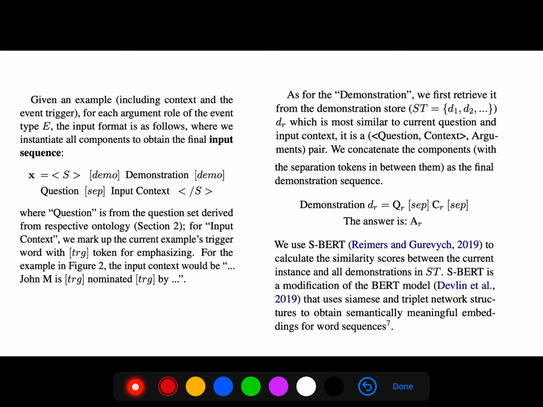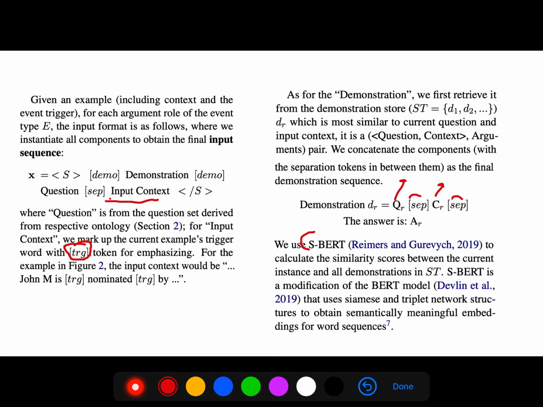So given an example and, for each argument role of the event type E, the input format is: sentence, then demonstration, and then question, then we give the input context. That is the final input sequence. The question is from the question set derived from the respective ontology. For the input context, we mark up the current example's trigger word with a trigger token, and for the demonstration, we first retrieve it from the demonstration store, which is the most similar to the current question and input context. And we use these separator tokens to delimit the demonstration, because this is the question and this is your context.